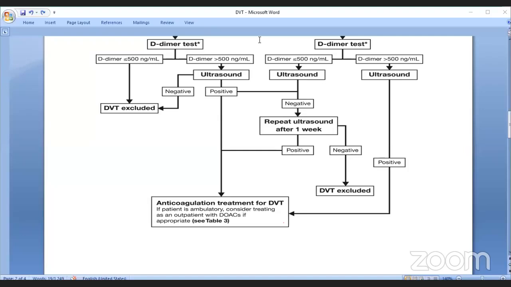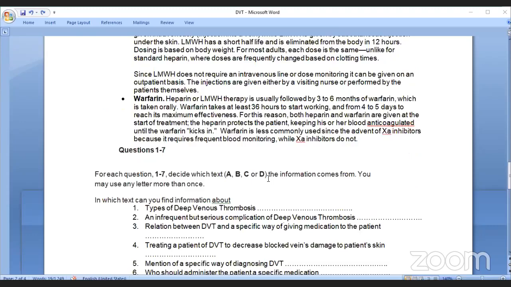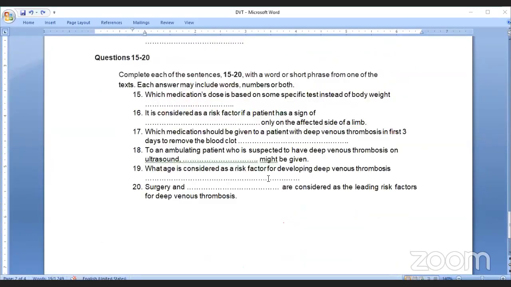You don't need to know what DOACs are, okay? Just write DOACs. This is not a medical knowledge exam, okay? To an ambulating patient who is suspected to have DVT on ultrasound, dash might be given. I am not saying must be given, it is might be given. Might be given means if appropriate. If appropriate, give DOACs, okay? So the answer is DOACs, might be given.